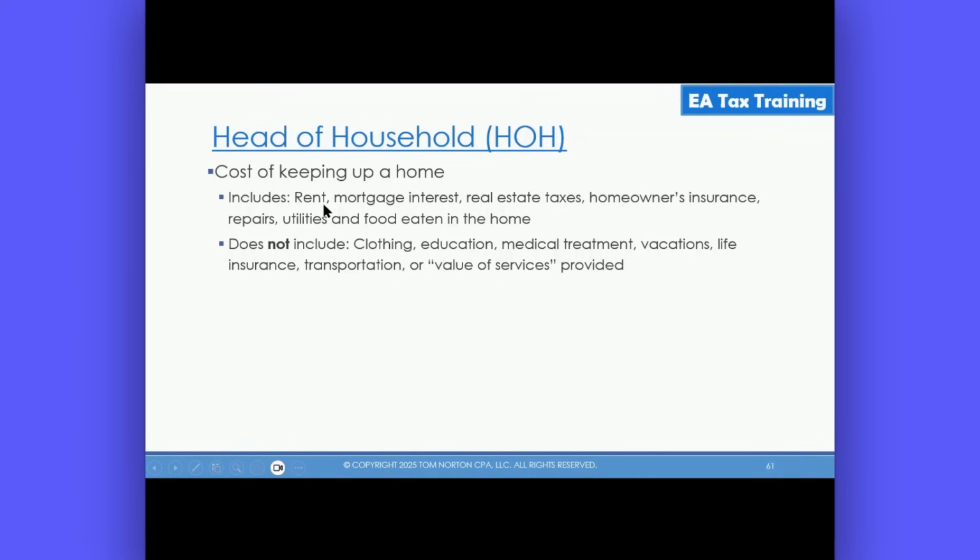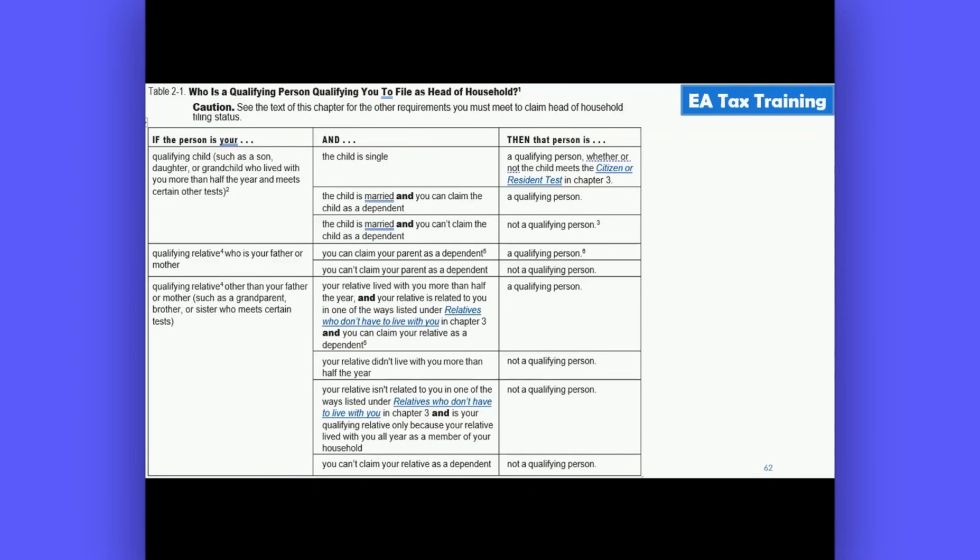It's only the things specifically related to the home that count as a cost of keeping up a home. So now let's talk about a qualifying person. Remember, in order to qualify as head of household, you have to have a qualifying person that lives with you. So let's talk about what a qualifying person is. There are 3 categories of qualifying persons: a qualifying child, a qualifying parent, or other qualifying relative.